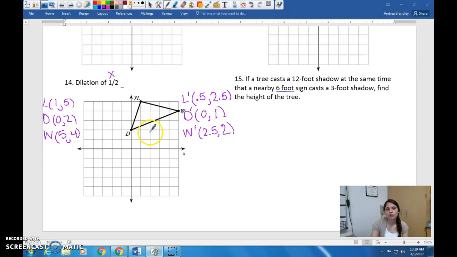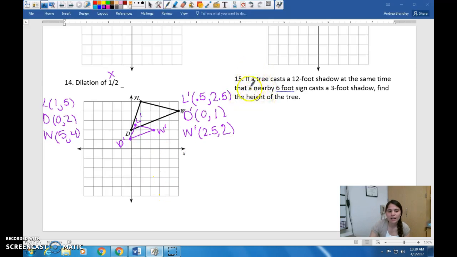And then I can go ahead and just graph these points. So I have 0.5 and 2.5, which is about right here. 0, 1 is here. And then 2.5, 2 is here. And then if I go ahead and label those points, then I can connect them, and I have a dilation of 1/2.